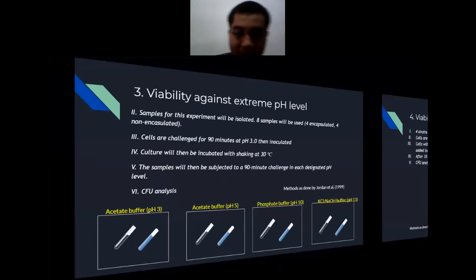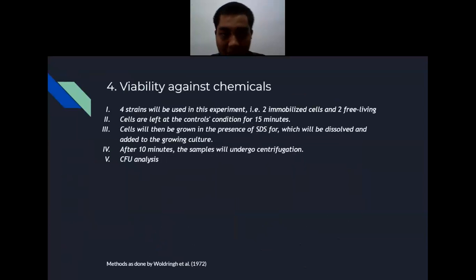In 1999. Next, for viability against chemicals, I'll be using methods done by Waldrinch et al. In 1972, in which 4 strains will be used, 2 immobilized cells and 2 free living cells. The cells are left at the control condition, which are room temperature and pH level 7 for 15 minutes before being exposed in the presence of SDS, which will be dissolved and added to the growing culture. After 10 minutes, the samples will undergo centrifugation before undergoing CFU analysis for further research.